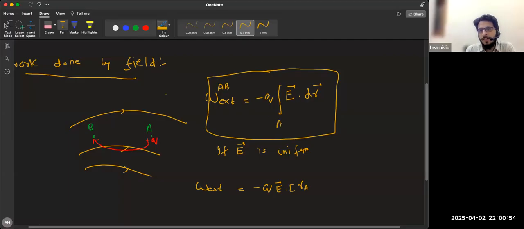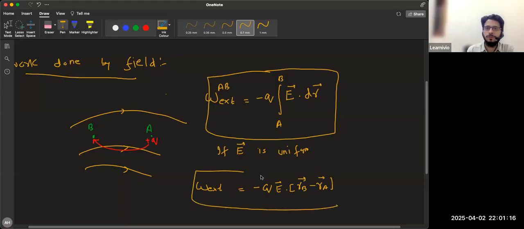So we will integrate it from A to B. E is uniform, so you can take it outside the integral sign. When you integrate dr, it will be RB minus RA, upper limit minus lower limit. So that's E dot RB minus RA. This is the work done by external force. So you will use this integral expression when your field is non-uniform. But if your field is uniform, then instead of the integral, use directly the dot product.